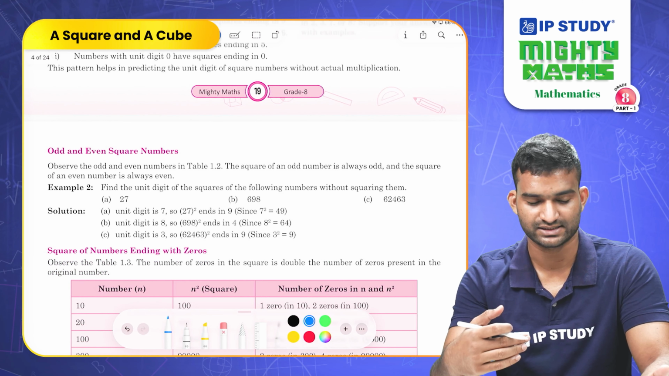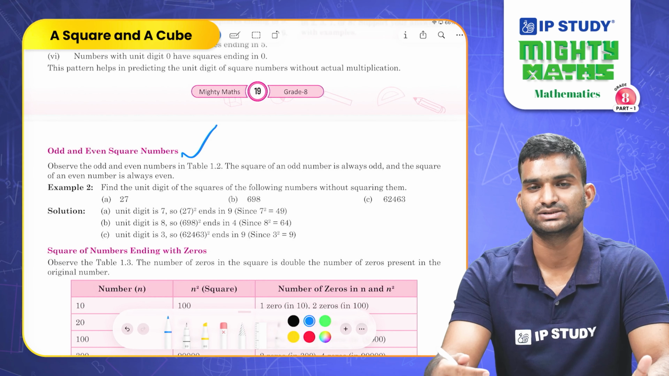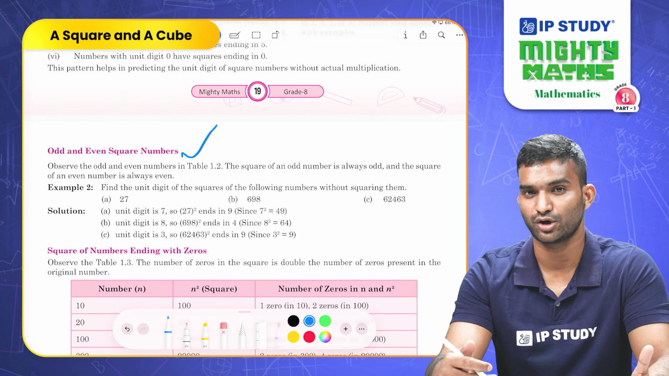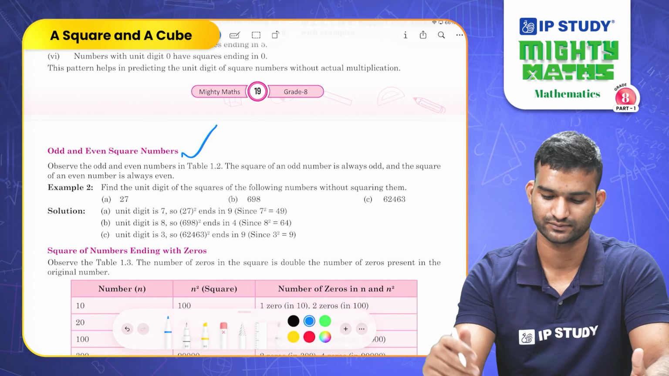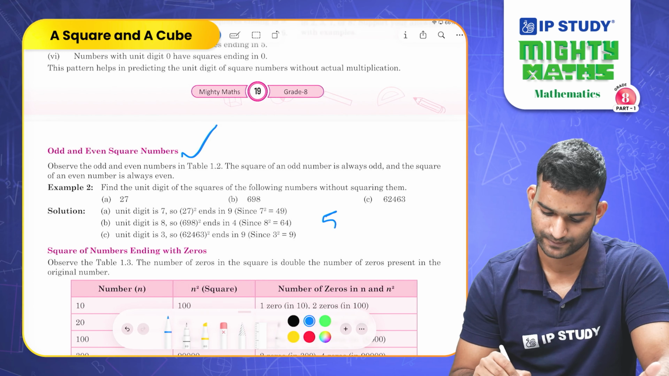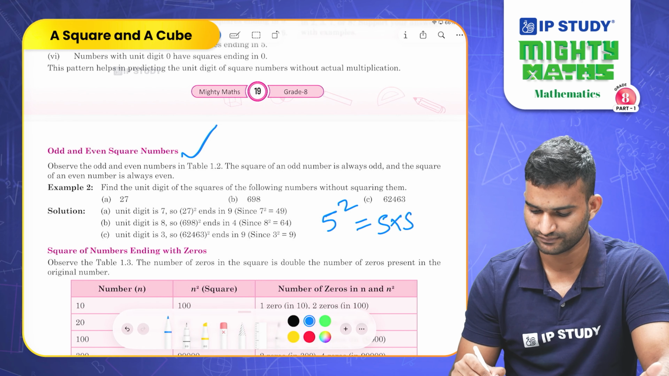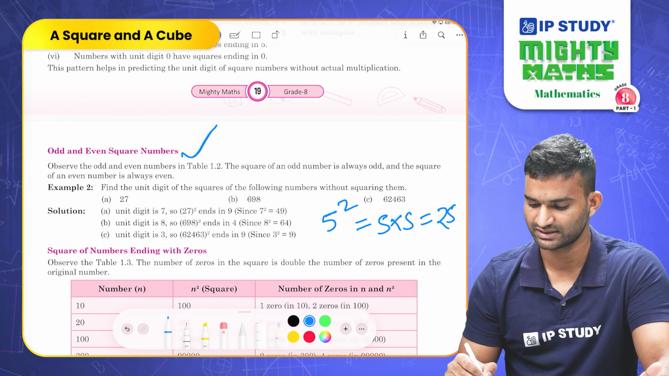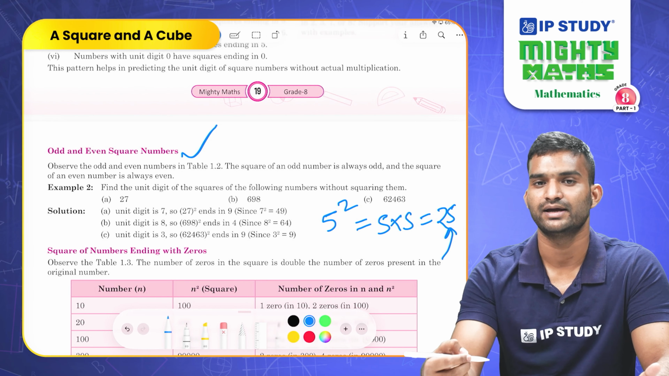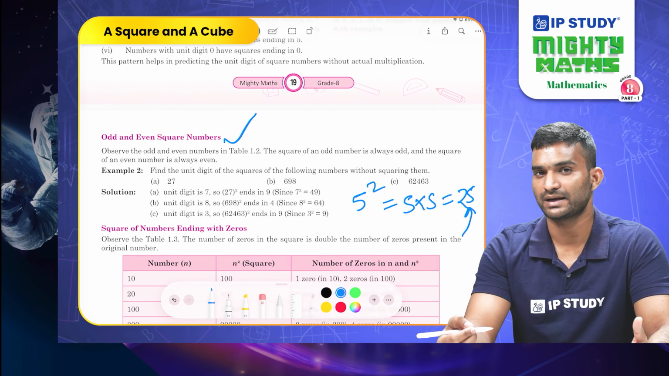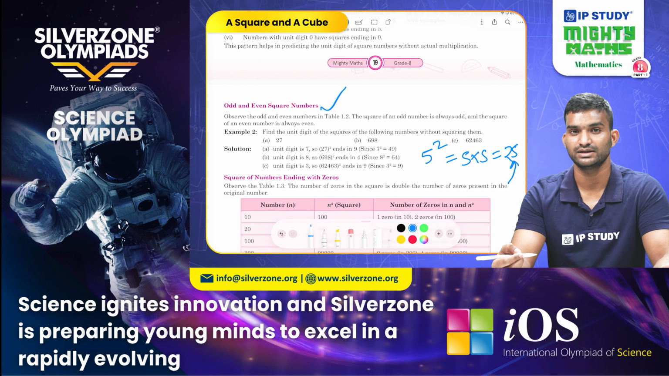Now coming to the next subtopic, we have odd and even square numbers. It's quite simple. Whenever we take any odd number and take its square, we always get an odd value. For example, if we take 5 and look for its square value, we multiply 5 into 5. The result is 25. In this case, the unit digit is 5, so it is obviously an odd value. The same rule applies for even values. Whenever we take an even value, the square of an even value will be an even value.